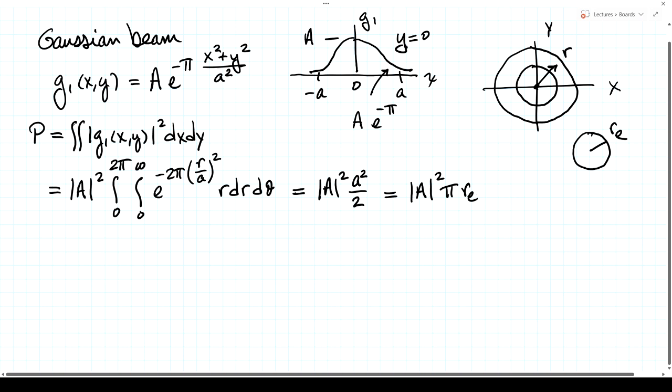And if you equate these two, you get that the effective radius RE would be A over the square root of 2 pi. So in the spirit that we define the effective width of a sinc or a sinc squared function, we could define the effective width of a Gaussian beam to be the effective radius. It would be the radius of a uniform disk which had the same amplitude as the Gaussian beam on the axis and had the same total power. So we could take that to be the effective radius if we wanted to.